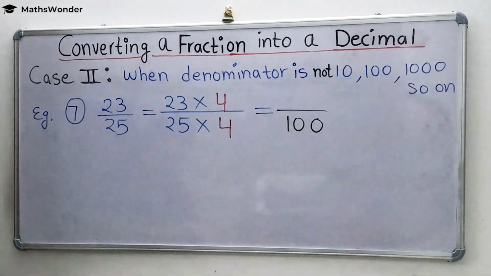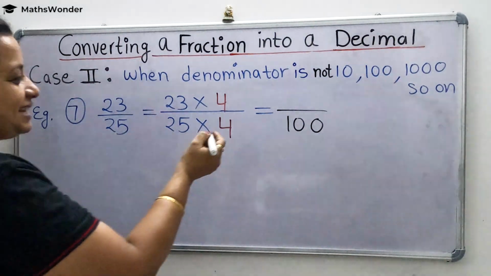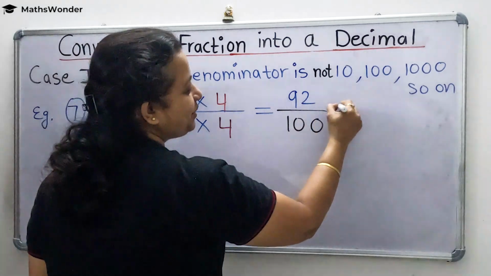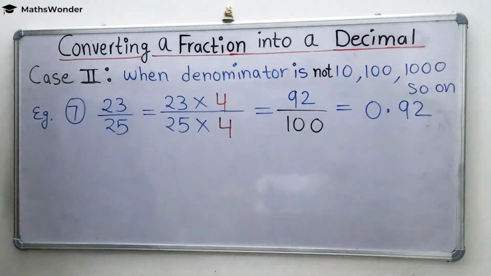86. Wait, no, 96. Really? 92. Yeah, that's correct. 92. Now you can easily convert into decimals. Got it? Yes. Next, the eighth example. I am giving every type of example so you understand perfectly.